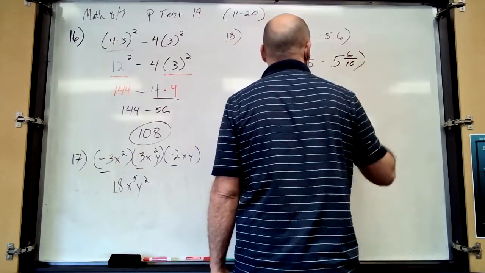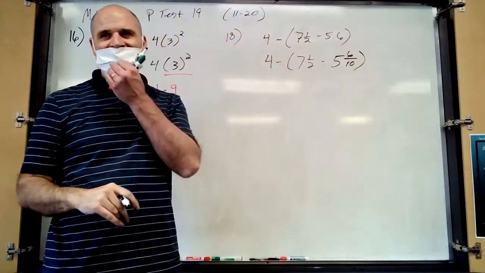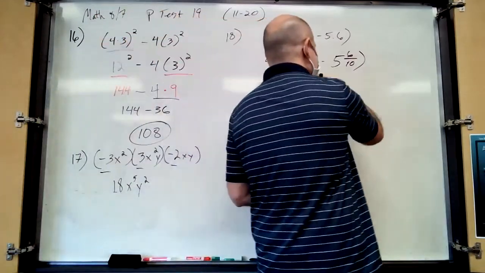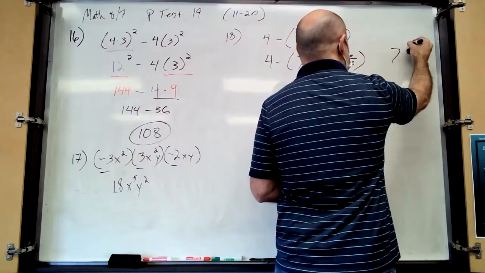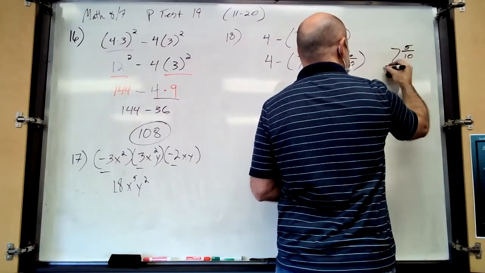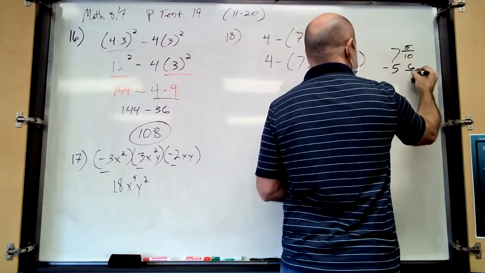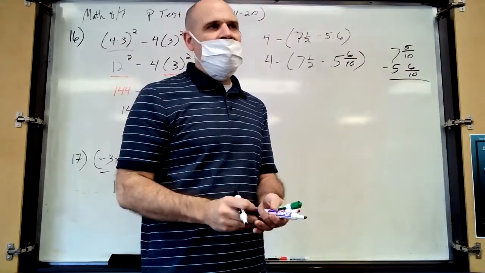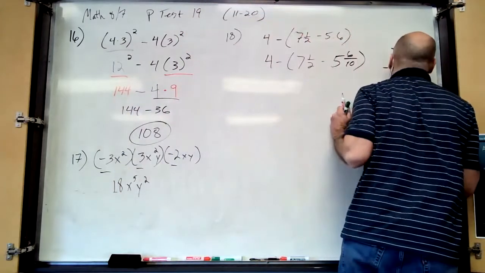That's okay. Things happen all the time. Okay, so we can do that, right? We can just get a common denominator here, 7 and 5/10 minus 5 and 6/10. Uh-oh, what do we need to do? Yell at it. What are you doing?